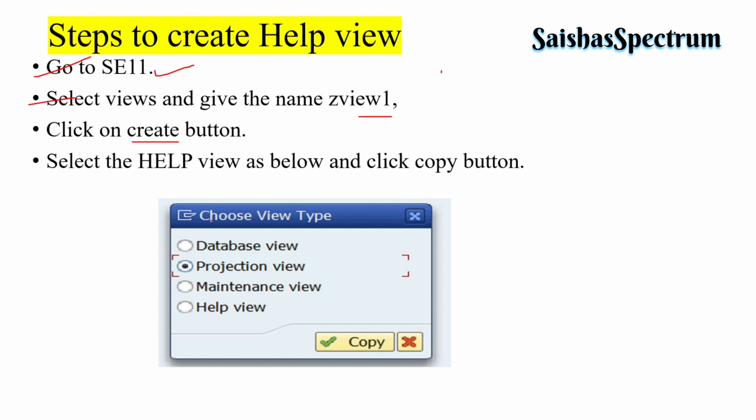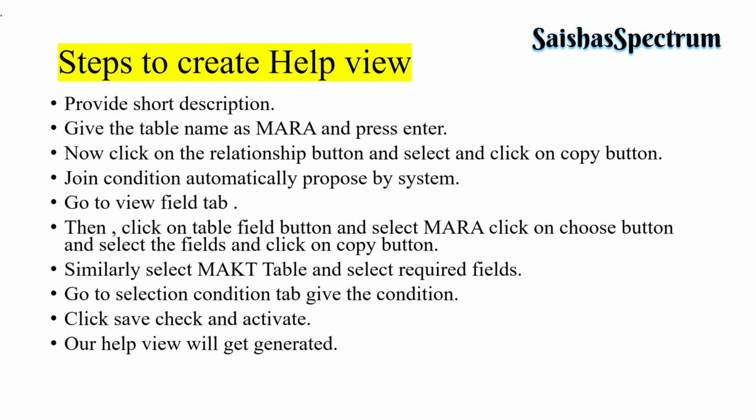Thereafter we will get this type of screen which will ask us to choose the view type. Then click on the help view button and click on the copy button. Then provide a short description and give the table name and click on enter, and then click on the relationship button and then click on the copy button. It will automatically take the join conditions.